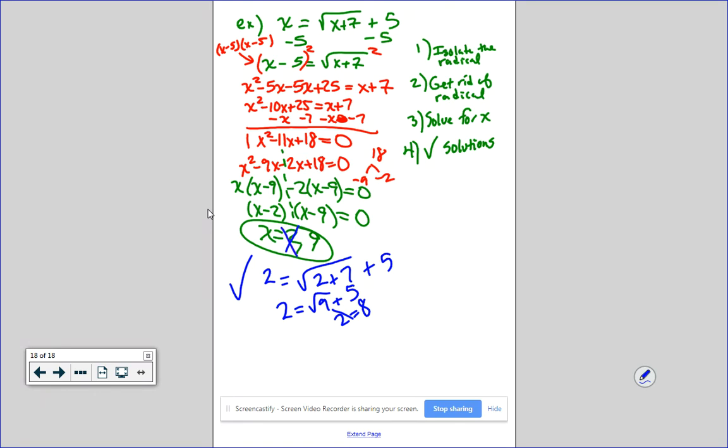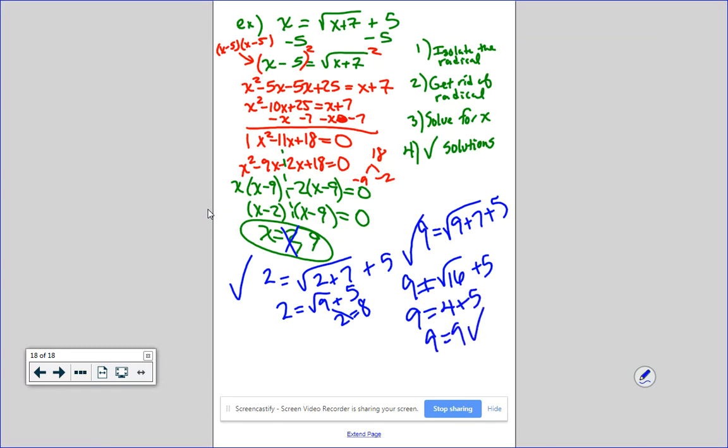Now if I try 9. Does 9 equal the square root of 9 plus 7, plus 5? Yeah. Does 9 equal the square root of 16 plus 5? Yes. Does 9 equal 4 plus 5? Yes, it does. 9 equals 9. So 9 works. In this case, if I ask you for the solutions, you would say there is 1, and it's x equals 9. That's it. Now, 2 looks like it should work, but this is why it's really important you test.